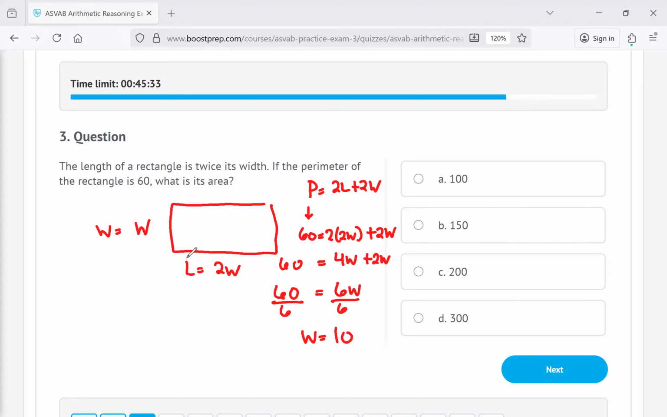Okay, so now we can find our actual length. The length is 2 times W, so 2 times 10, which is 20. And my W is just 10. So what is the area of a rectangle? It's length times width. My length is 20, my width is 10, so that's 200. Okay, yeah, it's definitely C.